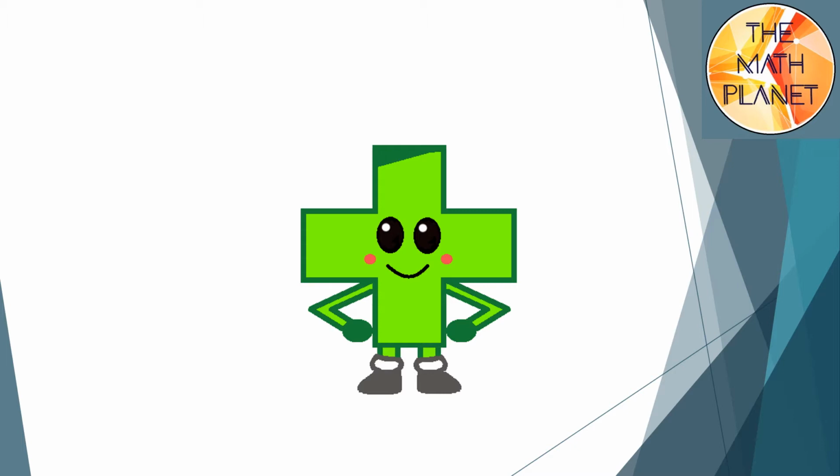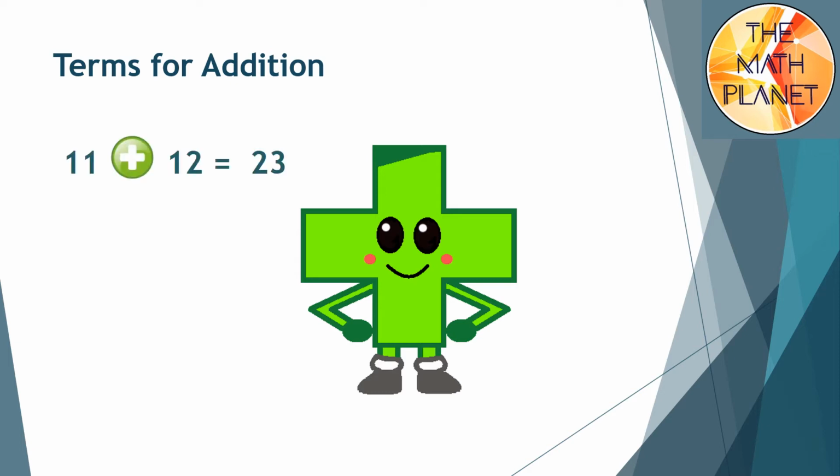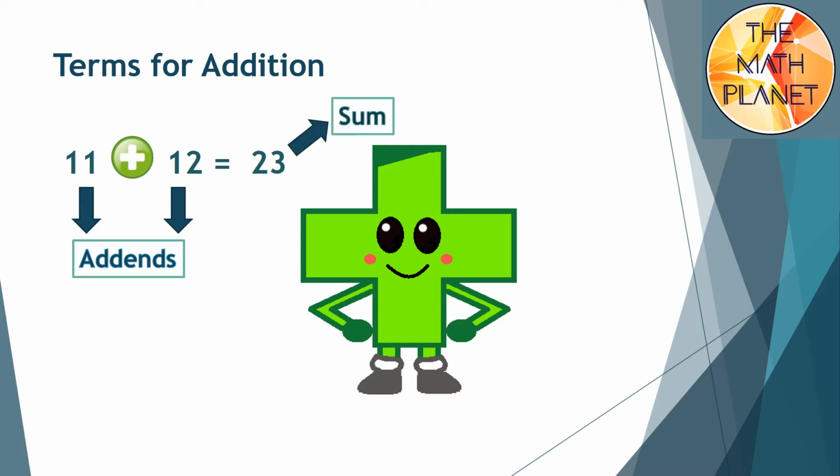But before we start, we need to review the terms for addition. If you have an addition equation like this one, 11 plus 12 equals 23, what do you call the 11 and 12? You call them the addends. What about 23? You call it the sum.